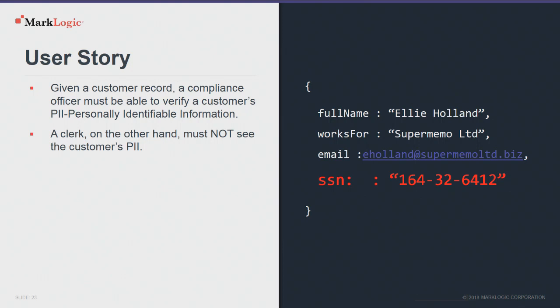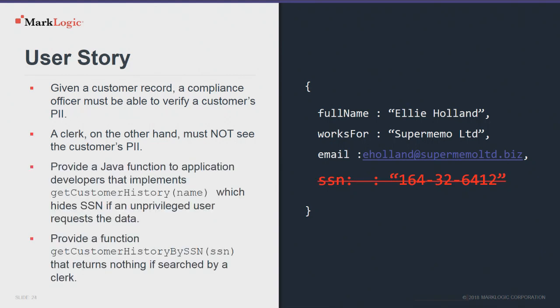The story is about a call center where you have two different tiers of people responding to calls, one of whom is a compliance officer. That person actually has to verify that the person on the phone is who they say they are. So they get to see the social security number and verify that's who they are. But another person, say a clerk, shouldn't be able to see that at all. In fact, they must not be able to see that personally identifiable information.